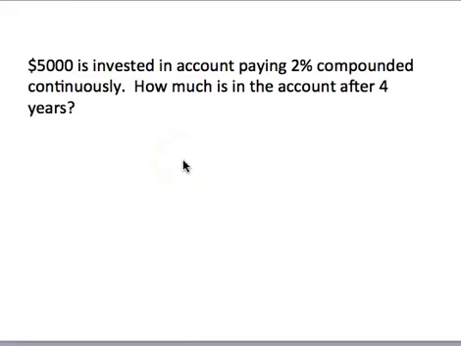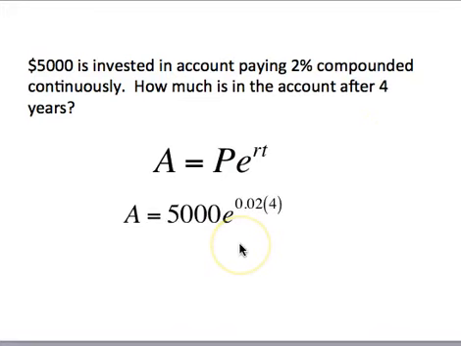$5,000 is invested in an account paying 2%, compounded continuously. How much is in the account after 4 years? So we have A equals Pe to the rt. P is our initial investment. P is 5,000. 2% continuously, that's 2% per year continuously, that's the r. r will be 0.02. After 4 years, t will be 4.